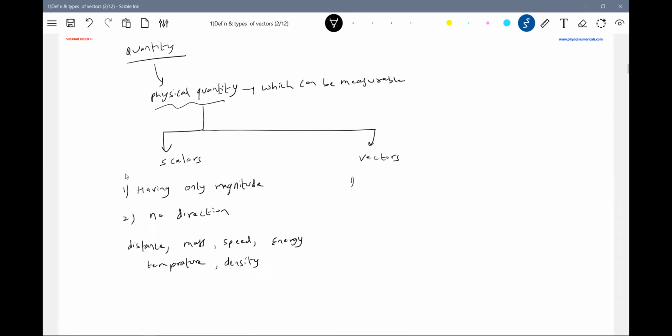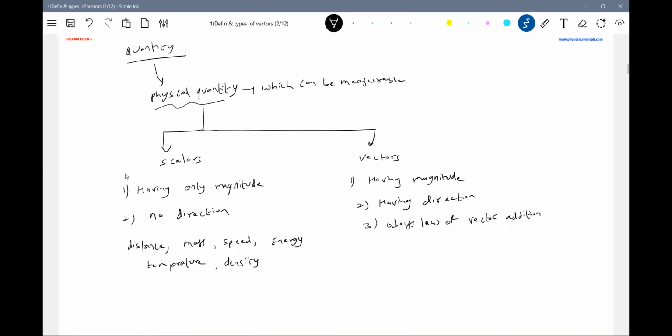Okay, what are the features of vectors? Having magnitude, having direction, and obeying the law of vector addition. These are all the primary features of a vector.